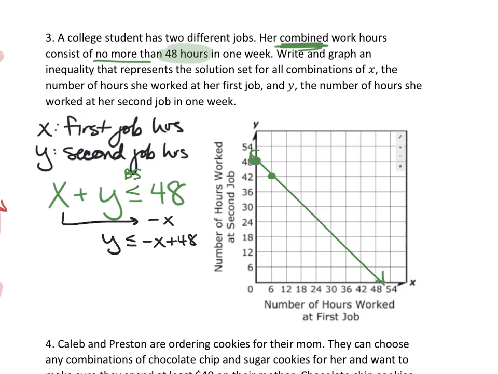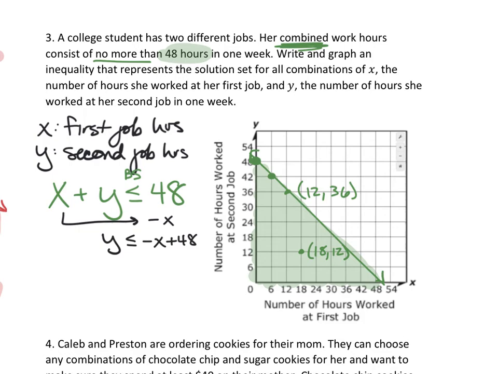And then I'm going to shade below. So the shaded region here represents every combination of hours between her 2 jobs that she could work and still work no more than 48 hours. Which means that she could work 18 hours at the first job and 12 hours at the second job and be good to go. She could work 12 hours at the second job and 36 hours at the first job, and 36 hours at the second job and still be within the region. All of these are possible combinations for how much time she can spend at both jobs.